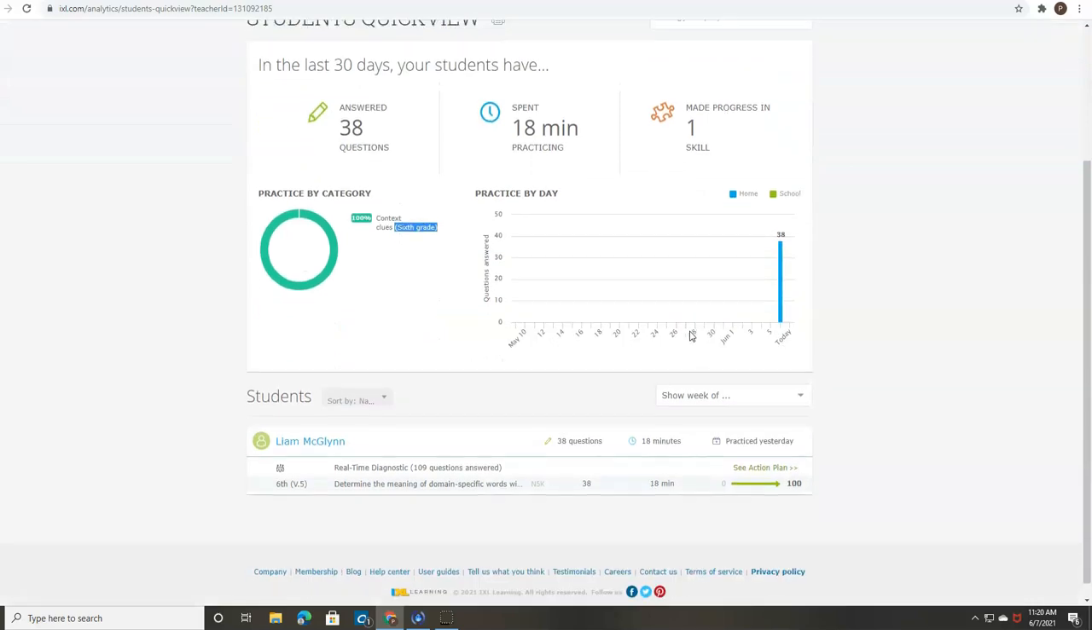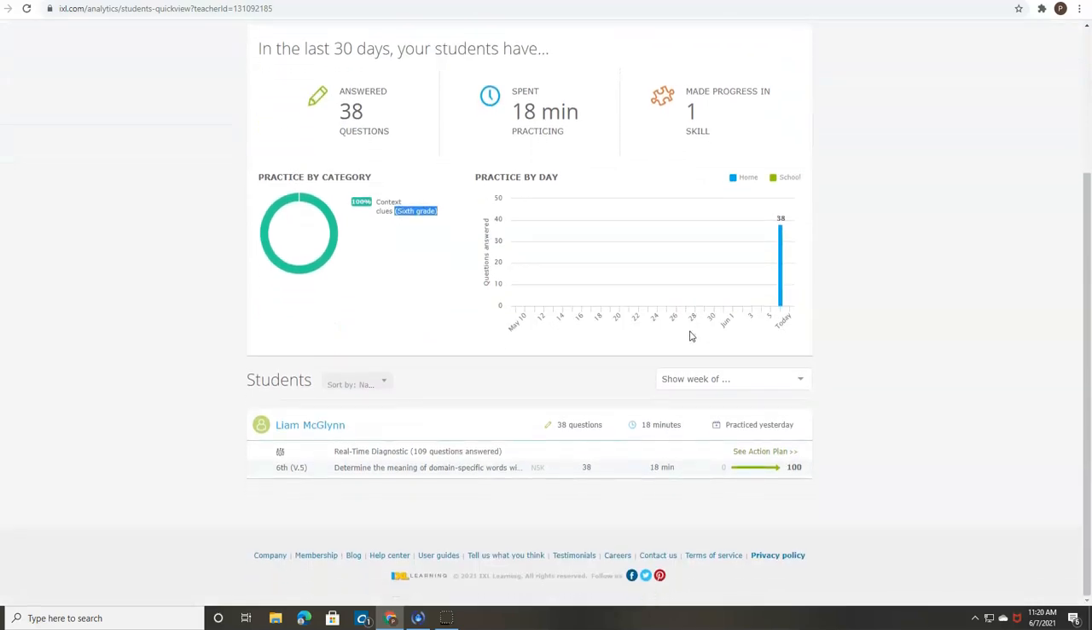Okay? So, what is that one skill that they made progress in? If we look here, it is a 6th grade skill, and it's the 5th skill in whatever subheading the skill area is in. And the skill area is in subheading V. So let's find out what that means. Click on the skill.